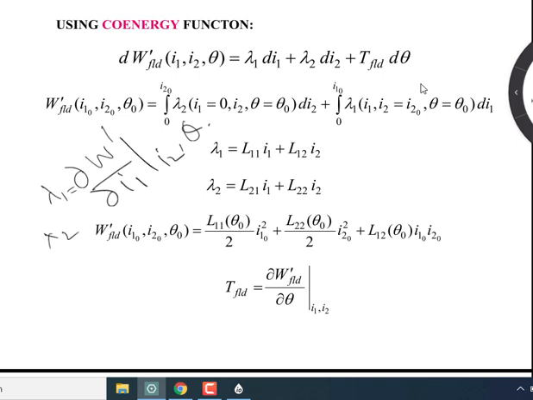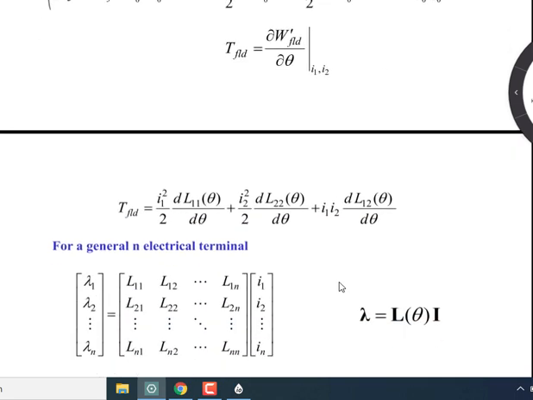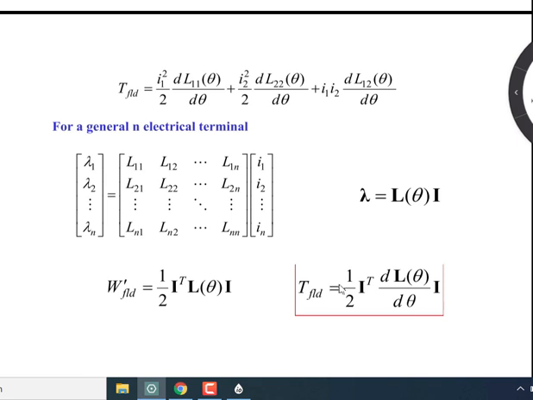So in this way you can eventually get this expression, that is the expression of torque based on this co-energy. In case of a matrix representation, I am not going to that, because matrix representation may make you confused, because I am not sure how many of you still remember the matrix manipulation technique.